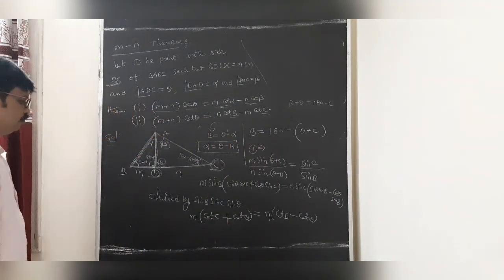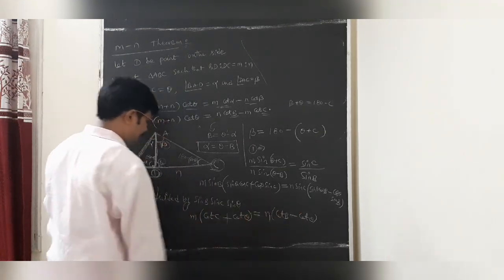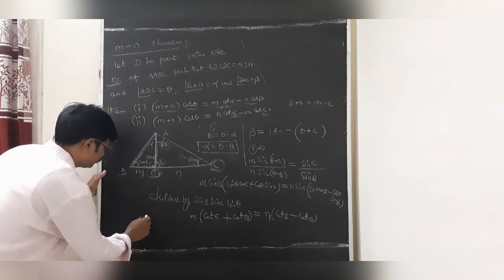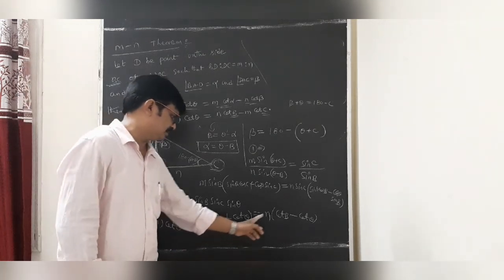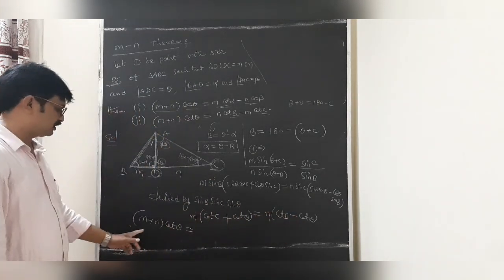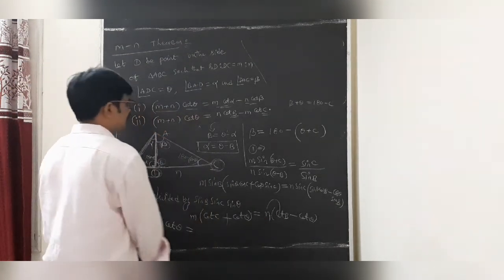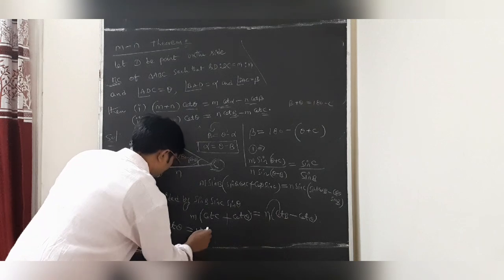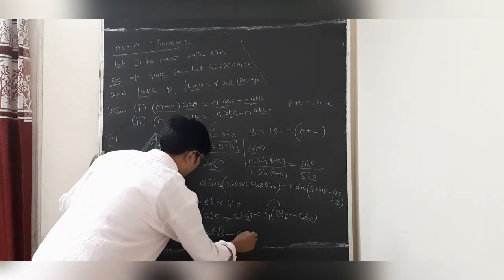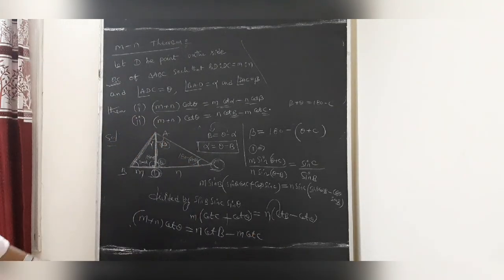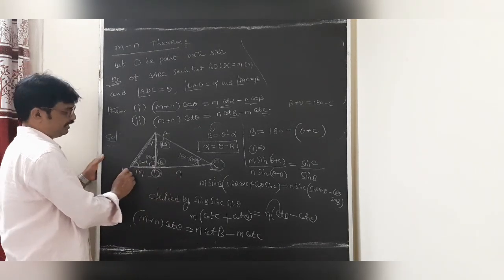Dear students, again we can multiply with m. This is m cot theta, this is minus n cot theta. So cot theta is common, so m plus n into cot theta. Sending to the other side, cot theta is common: m plus n cot theta. This is n cot B, sorry, not beta, B. N cot B minus m cot C. So m plus n cot theta is n cot B minus m cot C.